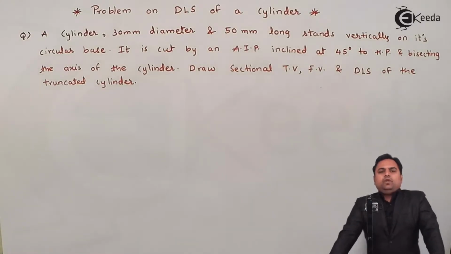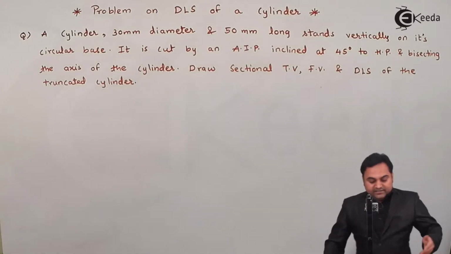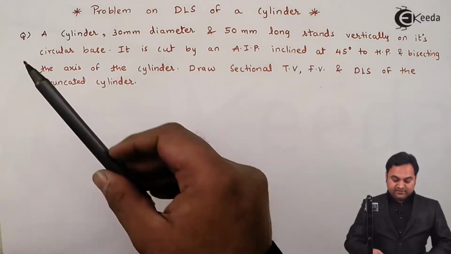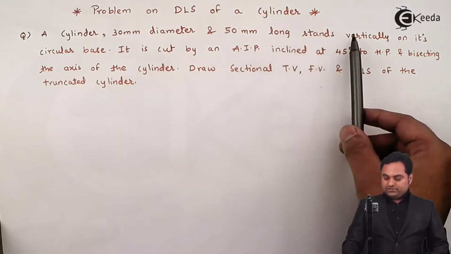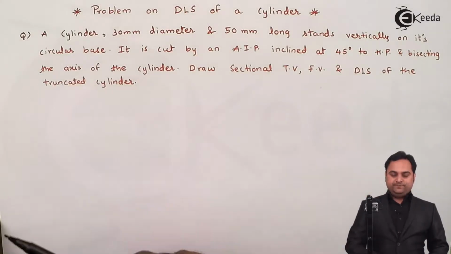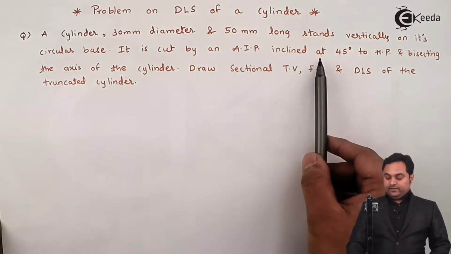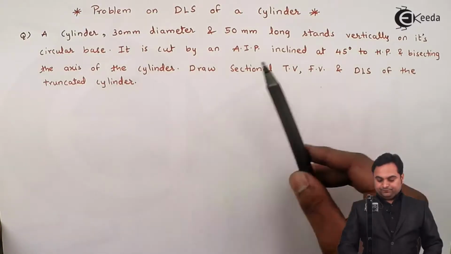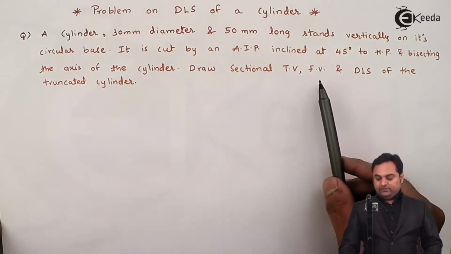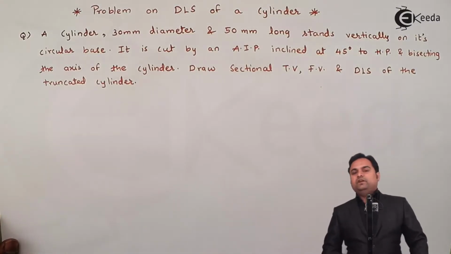In this video, we are going to see a problem on DLS, that is Development of Lateral Surface of a cylinder. For that, here we have a question. It is given that a cylinder 30 mm diameter and 50 mm long stands vertically on its circular base. It is cut by an AIP, that is auxiliary inclined plane, inclined at 45 degree to HP and bisecting the axis of the cylinder. Draw sectional top view, front view and DLS of the truncated cylinder. That is, we have to draw the development of lateral surface.